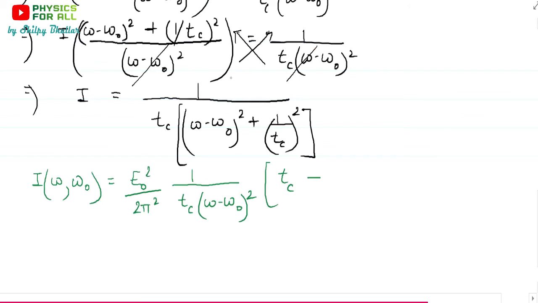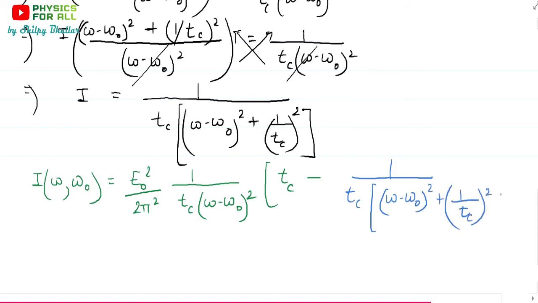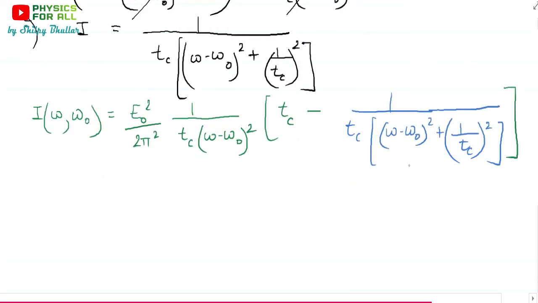Now I'm going to substitute for I, which is 1 upon Tc (omega minus omega naught) whole square plus 1 by Tc whole square. This thing. Now again we have to solve this. How we will solve this? We will solve it by taking the LCM.